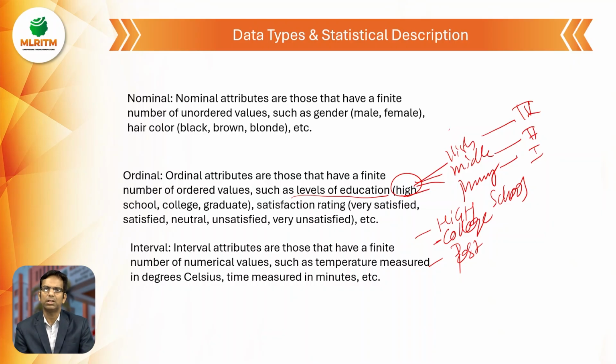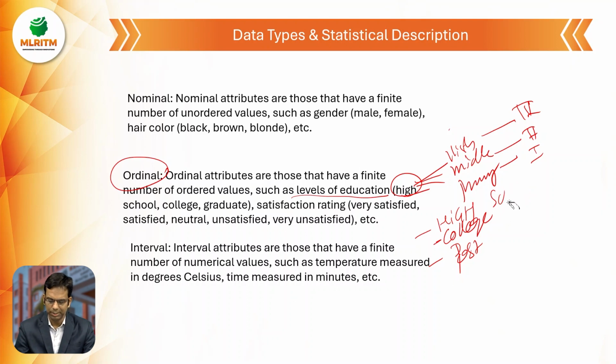The concept is that you have to pursue and complete all the levels. You should not go with any one level. Whenever you are choosing and pursuing all the levels one after another, that comes under ordinal attribute. Okay, that is the second one.